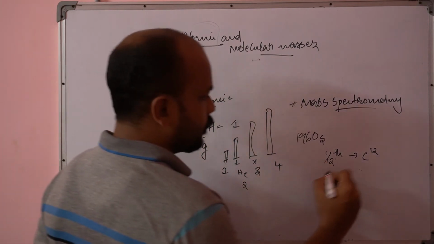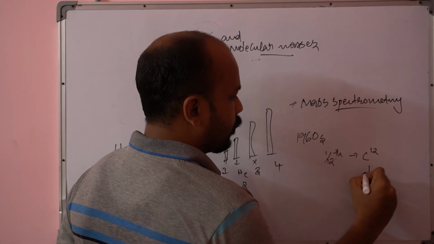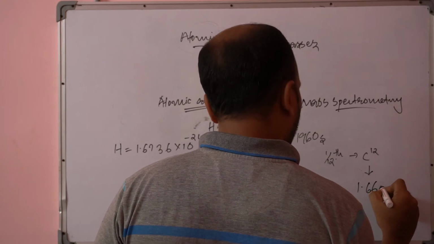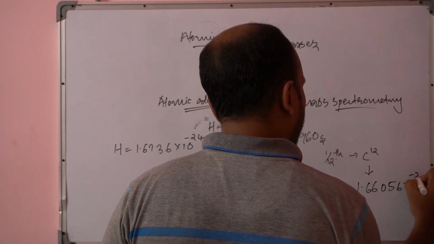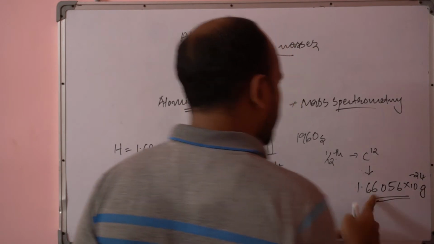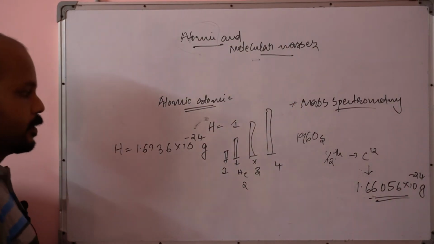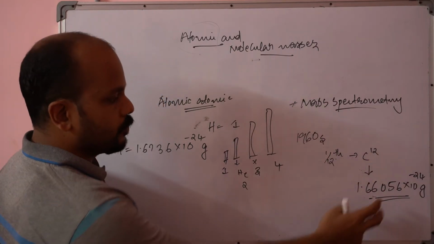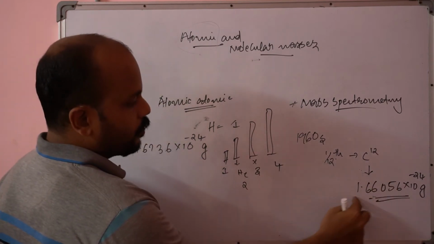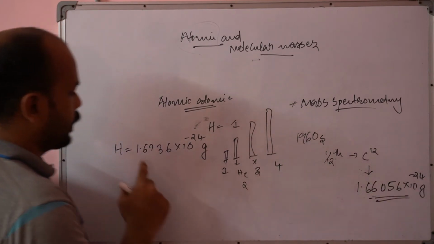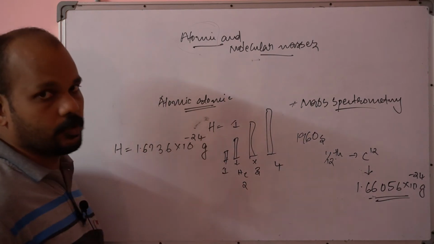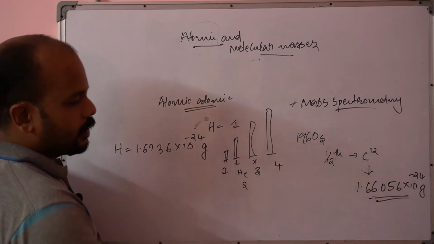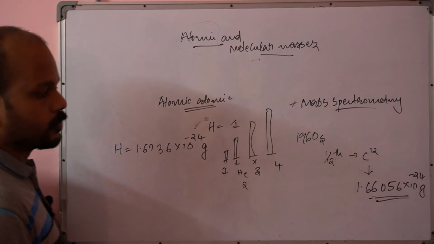But the mass of 1/12th of carbon 12 is almost equal to 1.66056 into 10 raised to minus 24 gram. So there is not much difference between the mass of one single hydrogen, 1.6736 into 10 raised to minus 24 gram, and 1/12th of the mass of carbon 12. More or less both values are similar, but in order to make it more accurate, from the 1960s onwards scientists are using this particular value.